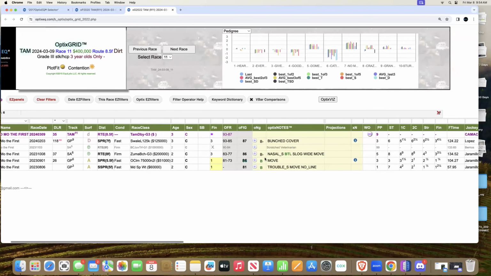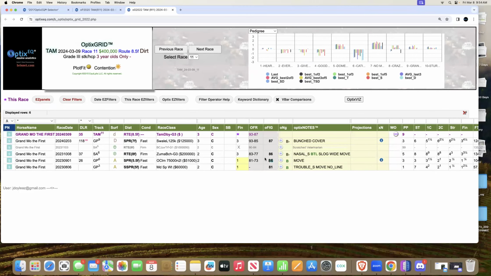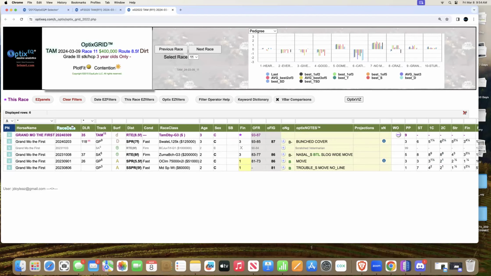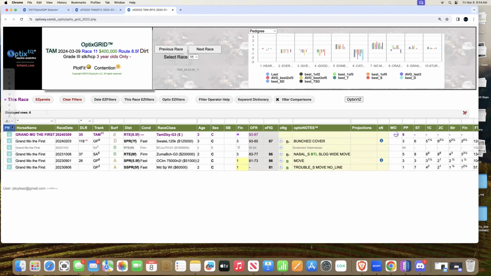Really good price here. He's a horse that I would really consider, even on the win end here, especially that he's got that tactical speed. I think even though he was way back in his turf race, he's shown tactical speed in the past. So I don't think he has to be too far off of it, and maybe he gets first run. So I think Grand Mo the First is a definite win contender.